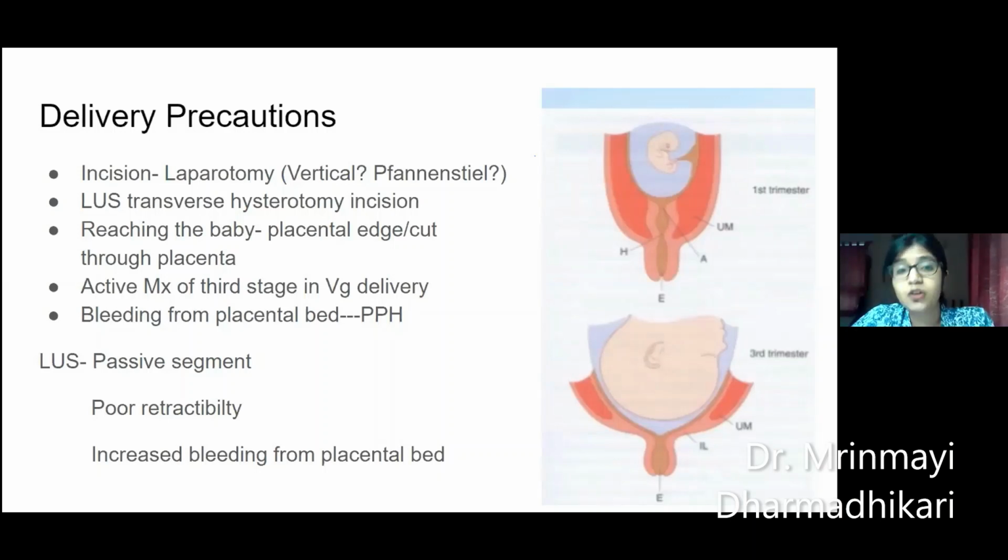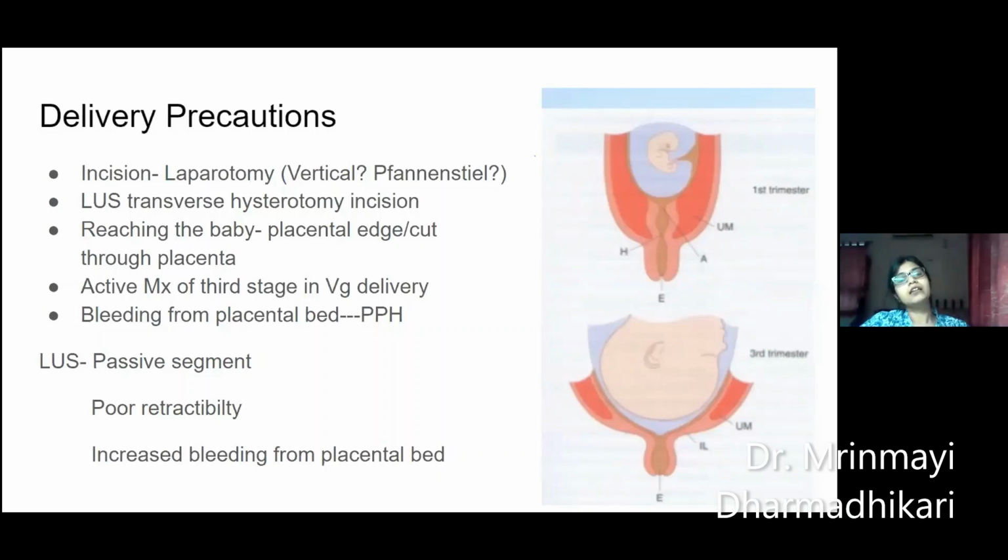But remember, when you're cutting through the placenta, you have to immediately deliver the baby and immediately clamp the cord. Why? Because once you cut through the placenta, the bleeding which takes place is fetal blood. So unless you clamp the umbilical cord immediately, there is going to be fetal hemorrhage, fetal anemia, and fetal morbidity. Okay, so that was during a cesarean section.